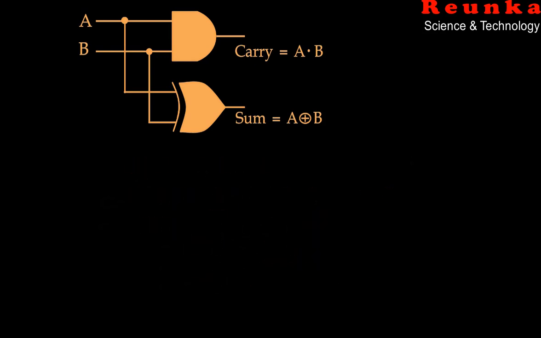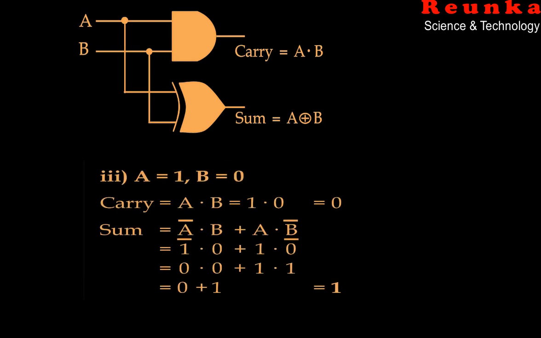In the third case, if A equal to 1 and B equal to 0, naturally carry is the multiplication, output will be 0. At the sum, 1 complement dot 0 plus 1 dot 0 complement. 1 complement is 0, so it will be 0 dot 0. In the second term 1 as it is and 0's complement equal to 1, so 1 dot 1 will be the second term. First term 0 dot 0 will be 0, second term 1 dot 1 will be 1. So 0 plus 1, the sum will be 1. So when A equal to 1, B equal to 0, the output is sum equal to 1 and carry equal to 0.